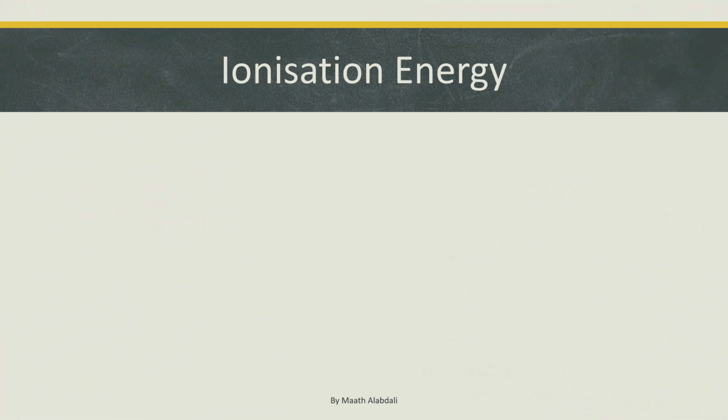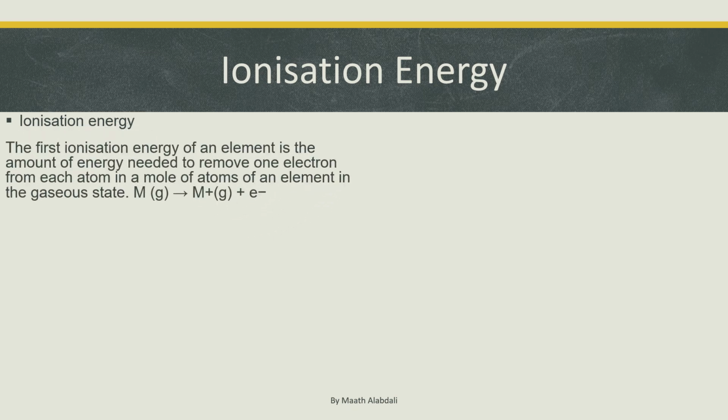Now it's where it gets trickier. The ionizing energy is the amount of energy needed to remove one electron from each atom in a mole of atoms of an element in the gaseous state. They might ask you to write the equation of the first ionizing energy of a specific substance. So it's just M, and you have to write the state symbol, which is gas. They mark you for it. Arrow M plus, e minus.